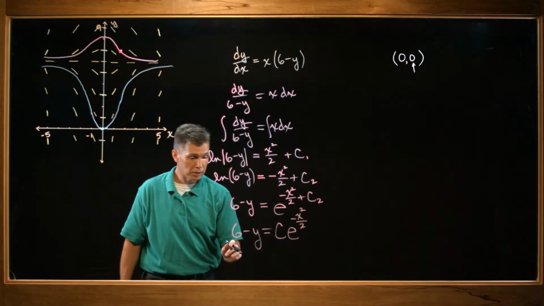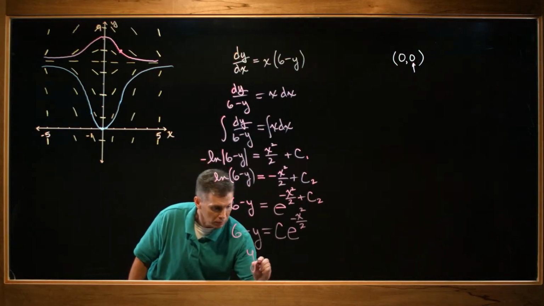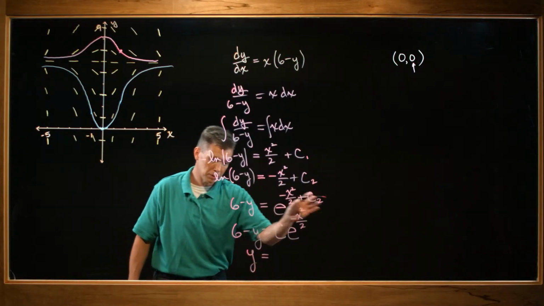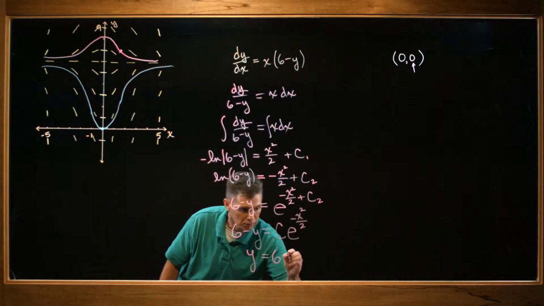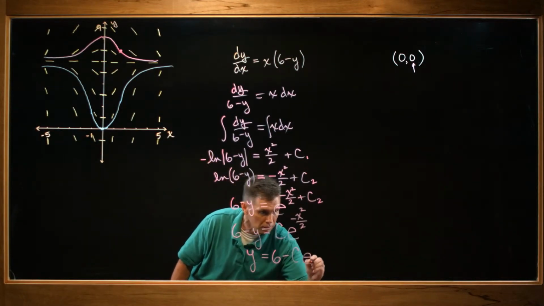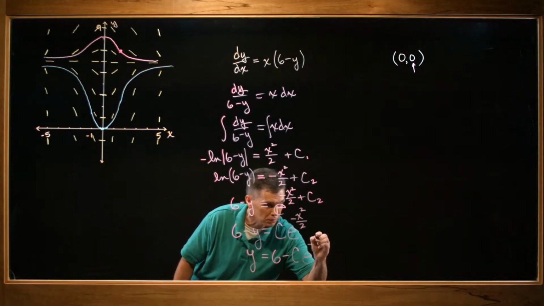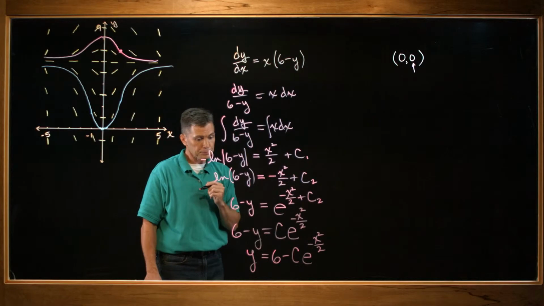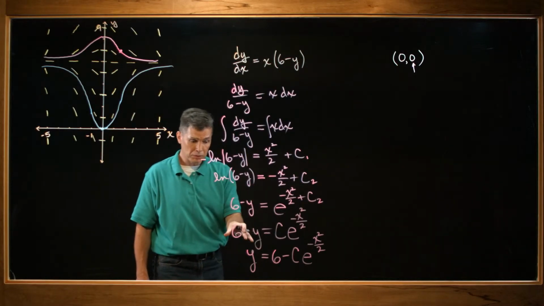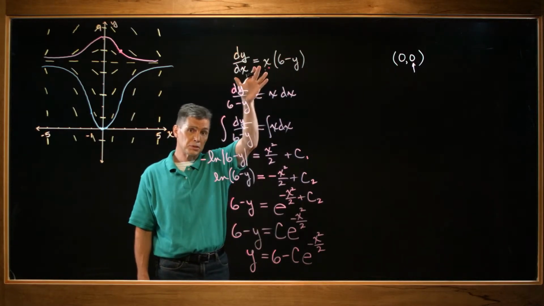One last step here to get y alone. If I were to throw the y on the other side and then subtract over, y equals 6 minus c e raised to the minus x squared over 2 power. Okay, so what that gives us is our general solution to this differential equation.